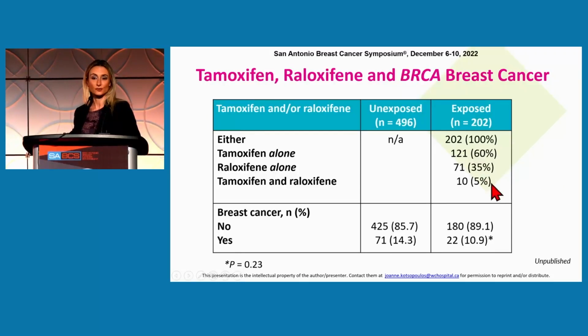And here we see the distribution. Most had used tamoxifen, 35% had used raloxifene, and a very small number had used both tamoxifen and raloxifene. When we compared the number of incident breast cancers, there was no significant difference in this univariate table here, so 14% in women who did not use tamoxifen versus almost 11% in the tamoxifen users.